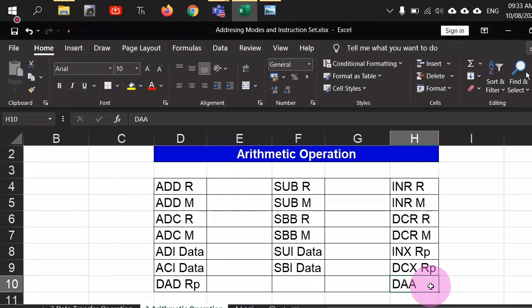So if you are not aware of what a BCD number is, you can easily see it in any of your textbooks or maybe on the internet. So it's a simple format of displaying the numbers, right? Sir, then why is it kept in the column of increment and decrement?